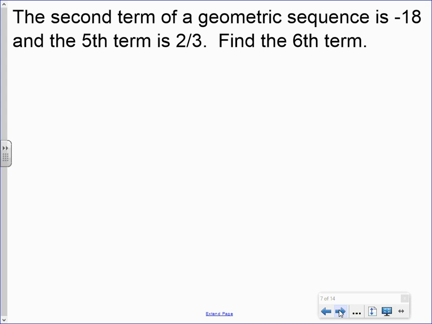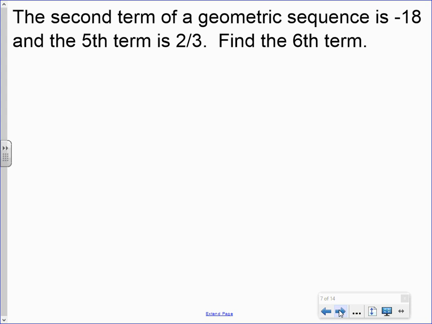All right, so here's another example of when I am giving you two terms, and you have to figure out the formula. Now, what two things do we need to know for our geometric formula? First term and the common ratio. If we know that the second term is negative 18 and the fifth term is 2/3, what are we going to have to find first? The common ratio.